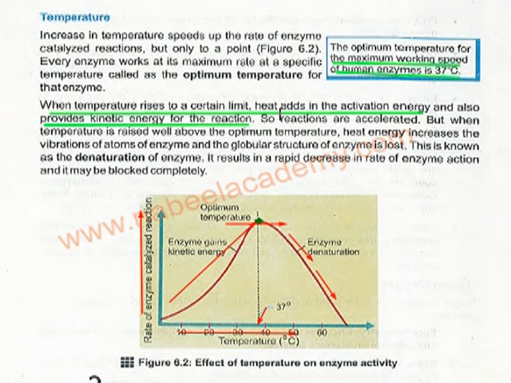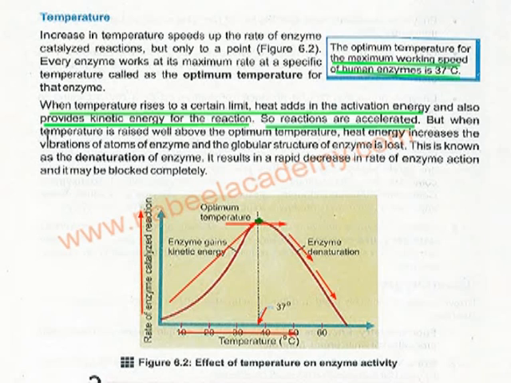This kinetic energy is adding heat which is used in the activation energy by the enzyme, so the reactions are accelerated. Please, these terms are very important: acceleration, optimum temperature, maximum rate, specific temperature, catalyzed reaction. You have to use these words.